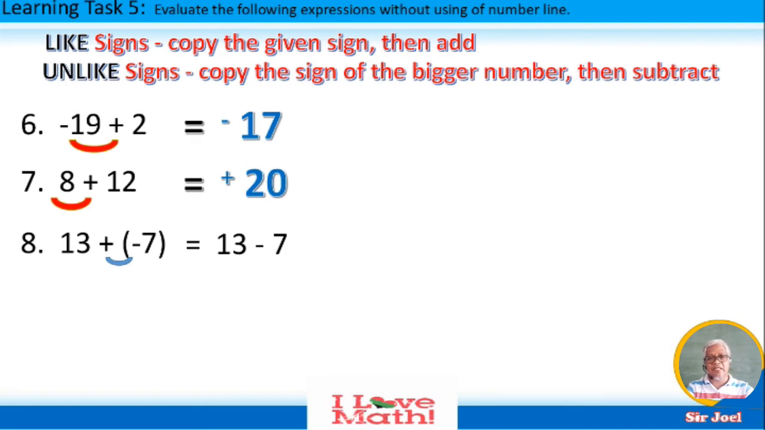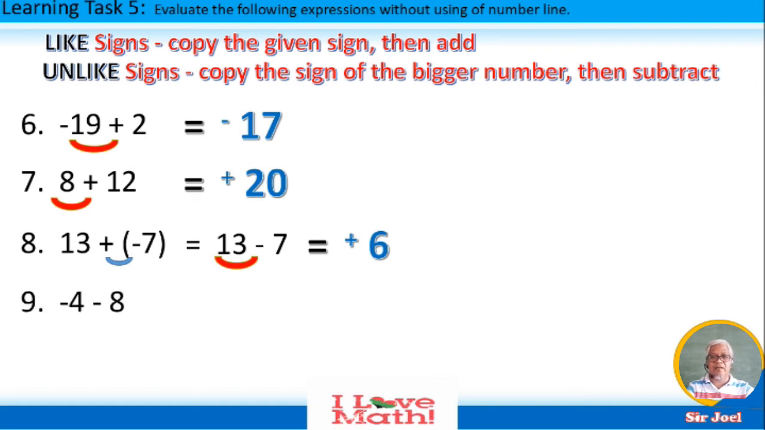Observe the given signs, like or unlike. Unlike, okay? 13 is positive, 7 here is negative. Now, which is bigger, 13 or 7? Of course, 13 compared to 7. So, ibig sabihin, expected na sagot ay positive 6. Bakit? 13 minus 7 is 6.